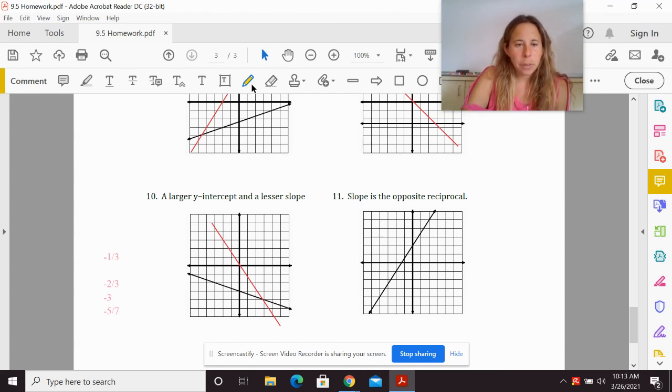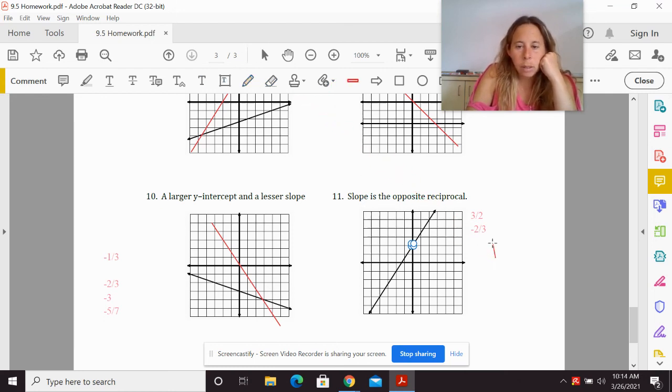Okay, so first we have to find the slope of this line. I'm going to start here. My slope is 1, 2, 3. All right. So my slope of this line is 3 over 2. So then the opposite reciprocal slope would be negative 2 over 3. And it doesn't matter where your y-intercept is. We'll just make them cross right here, because I like crossing there at the y-axis.